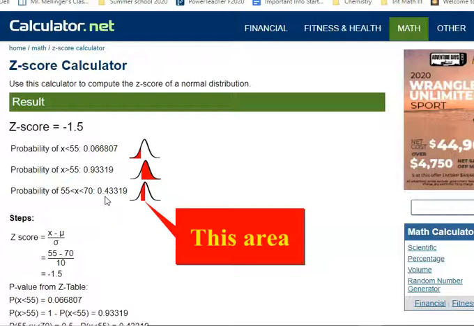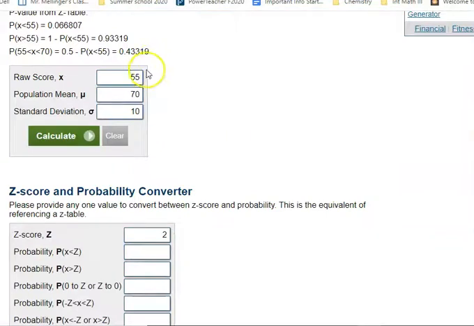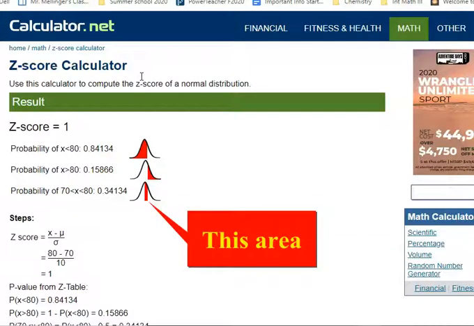Okay, and now the next one we're going to do is going to be this one. And I'll just draw that as some heavy lines like that. That's between 70 and 80. So we're going to go back down. Sorry. Okay. And 80, here's 80. And what you can see on the screen now is this area over here is between 70 and 80. The bottom one, again, and that's 0.341.